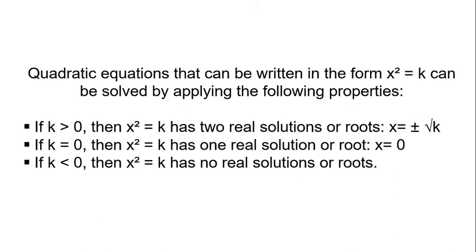Quadratic equations that can be written in the form x squared equals k can be solved by applying the following properties. If k is greater than 0, then x squared equals k has two real solutions or roots: x equals plus or minus the square root of k. Second, if k equals 0, then x squared equals k has one real solution or root: x equals 0. If k is less than 0, then x squared equals k has no real solutions or roots.